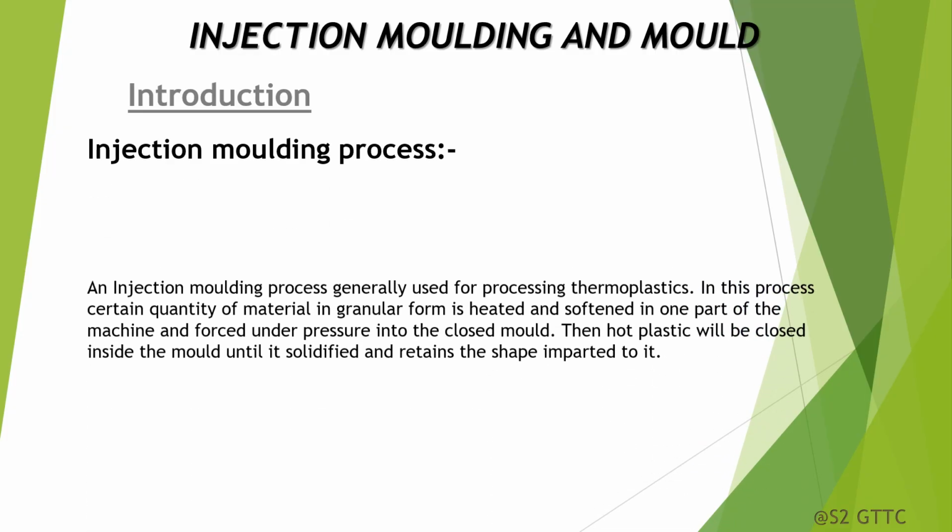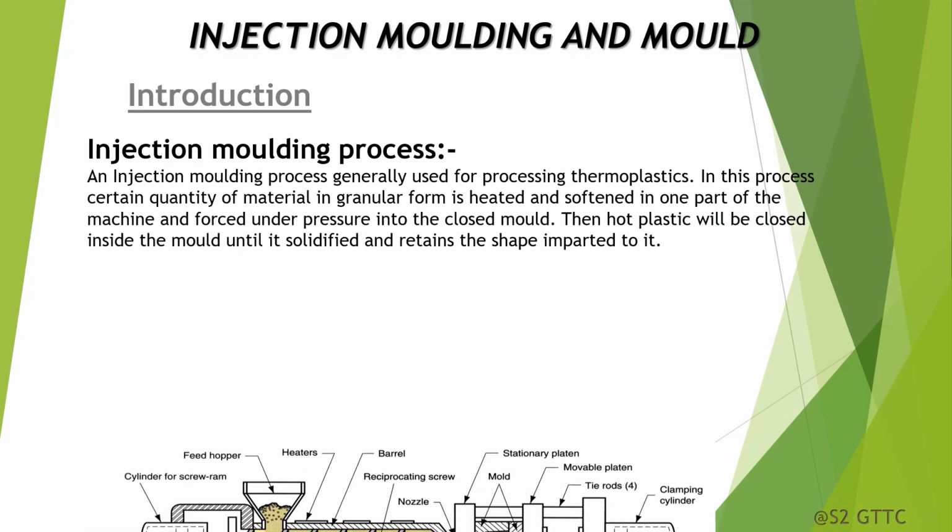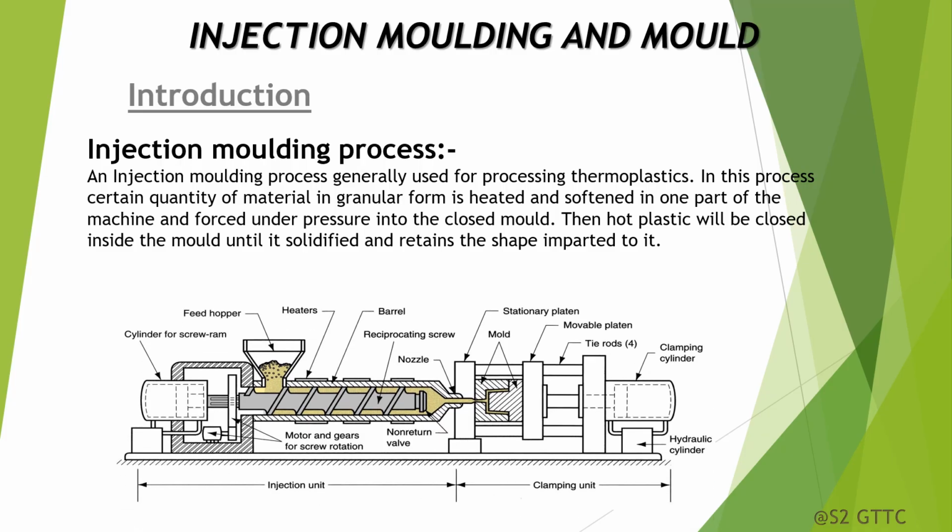Introduction. Injection molding process. An injection molding process is generally used for processing thermoplastics. In this process, a certain quantity of material in granular form is heated and softened in one part of the machine and forced under pressure into the closed mold. Then the hot plastic is held inside the mold until it solidifies and retains the shape imparted.